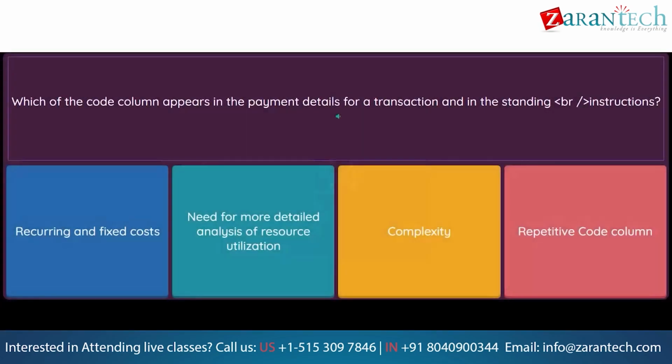Question, which of the code column appears in the payment details for a transaction and in the standing instructions? Option 1, recurring and fixed costs. Option 2, need for more detailed analysis of resource utilization. Option 3, complexity. Option 4, repetitive code column.